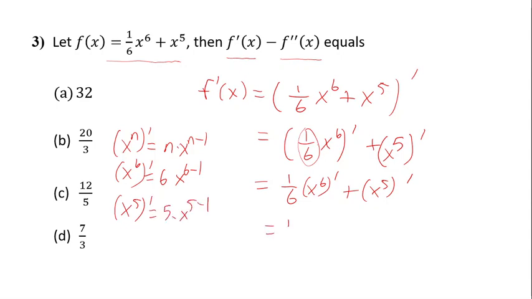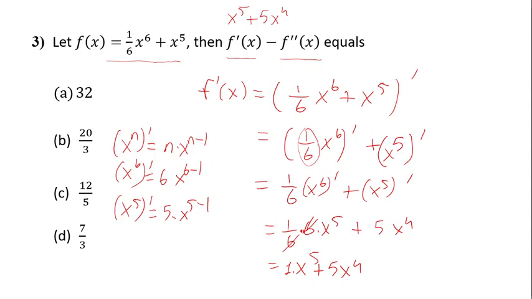So this has to be 1 over 6 times x to the 5th, and this will be 5 times x to the 4th. Now, 6 and 1 over 6 will cancel out, and we will get 1 here, so it will be 1 x to the 5th plus 5 x to the 4th. Now this turns out to be x to the 5th plus 5x to the 4th.